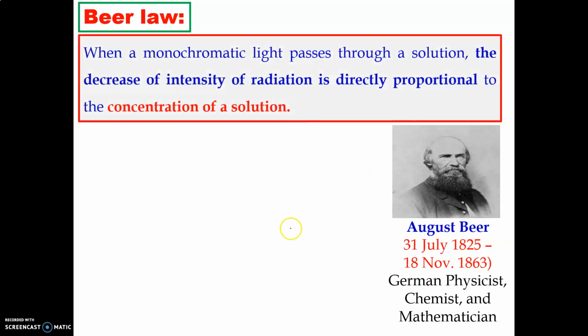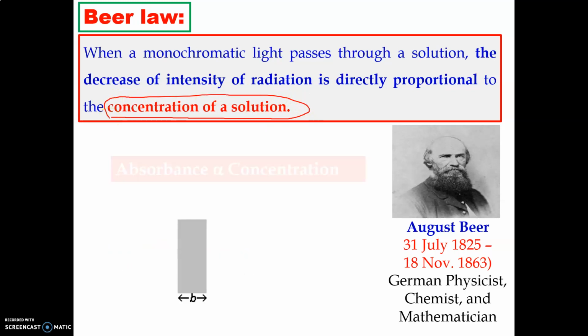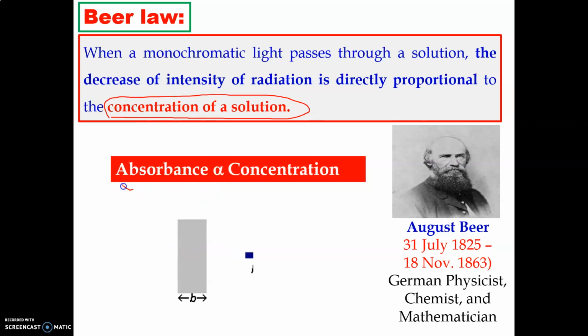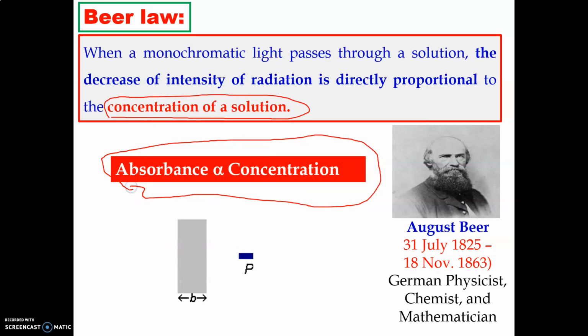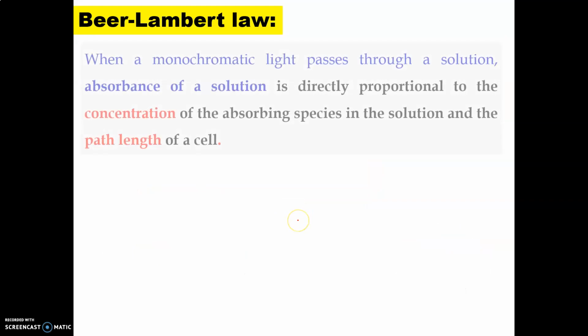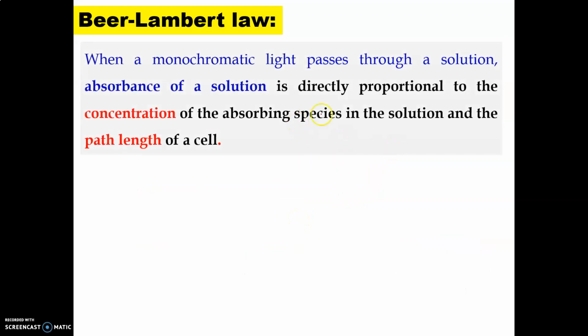And Beer law. So Beer law says that the decrease of intensity of radiation is directly proportional to the concentration of a solution. You can say the absorbance is directly proportional to the concentration of the absorbing solution. So this is the combined Beer-Lambert law.